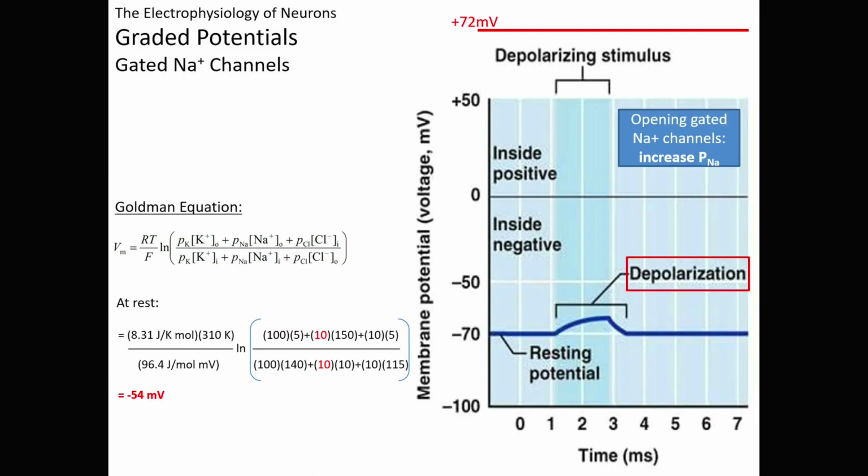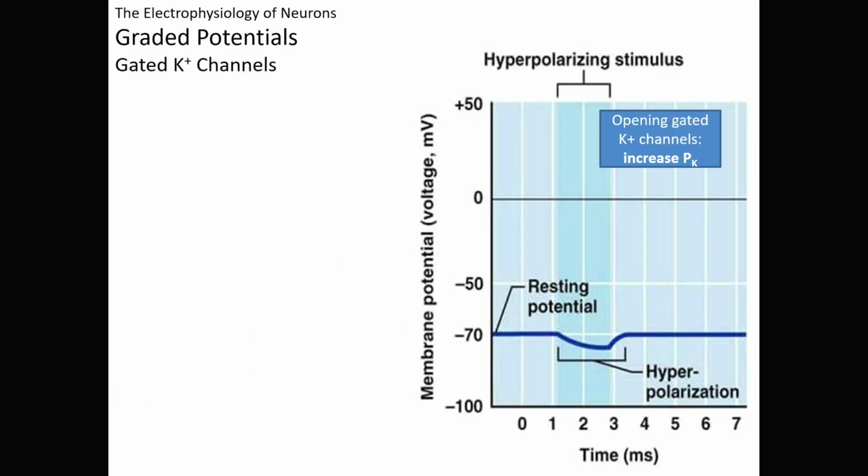So indeed, whether you want to think about this mathematically or just more conceptually, we can see here the effect of opening a gated sodium channel is the membrane potential shifts in the positive direction. It becomes more positive as a result, okay? We'll do the same thing for gated potassium channels.